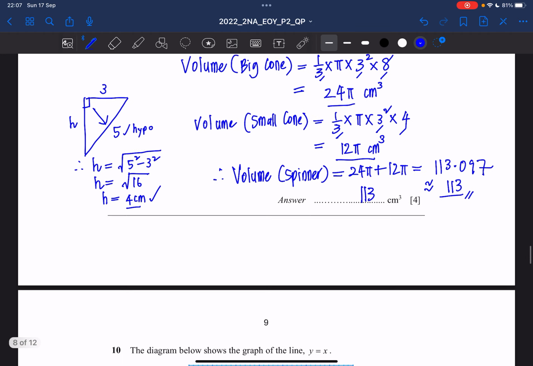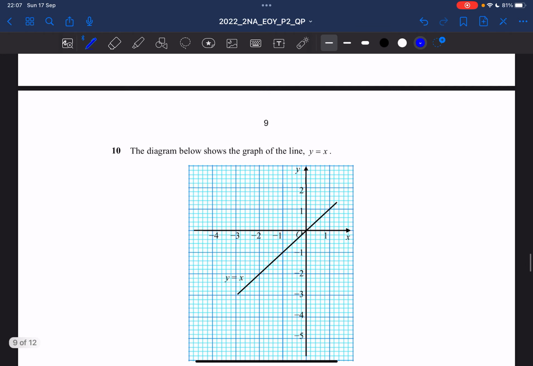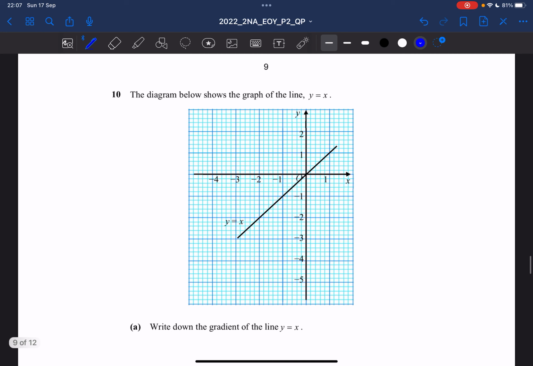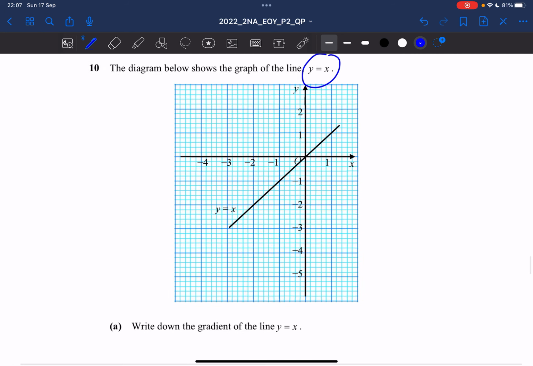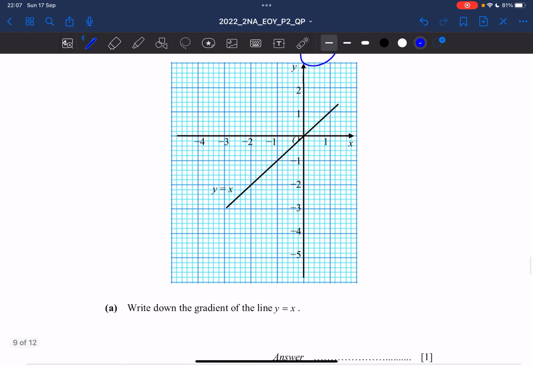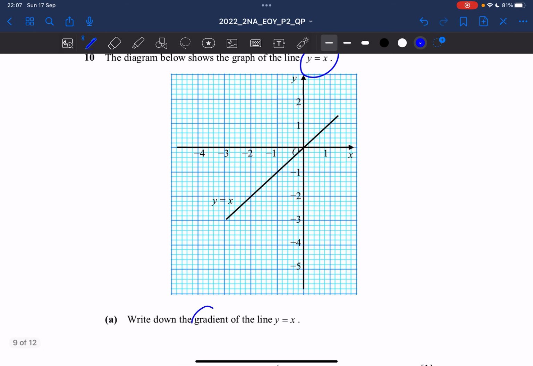So our next question. Okay, so we have a straight line graph, y equals to x, already drawn for us. Now write down the gradient of the line y equals to x. So you know gradient is rise over run. So we choose 2 points first. Let's say we choose this point and this point. Then after that we draw a right angle triangle here. So our rise equals to 1 unit. Our run equals to 1 unit.